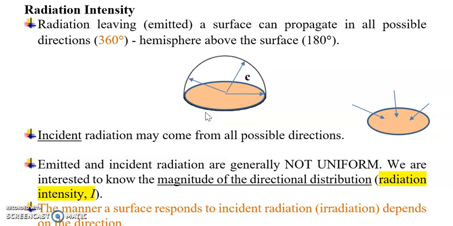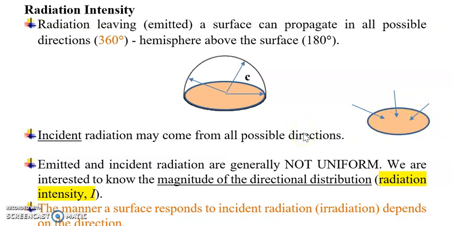This is the second part of the module on fundamentals of radiation, radiative properties. Radiation leaving a surface, or what we call emission, can propagate in all possible directions, 360 degrees, a hemisphere above the surface, 180. Now, incident radiation may come from all possible directions. Again, 360 degrees, hemisphere about 180 above.